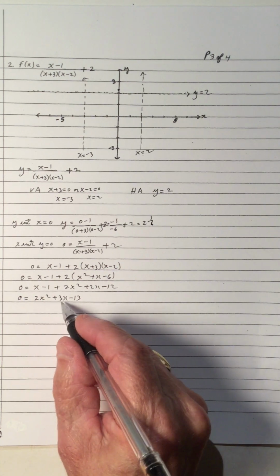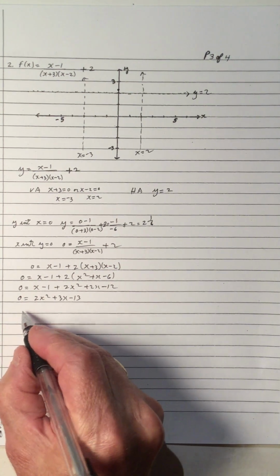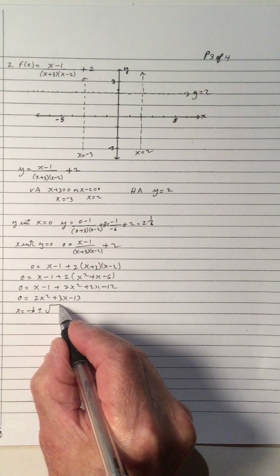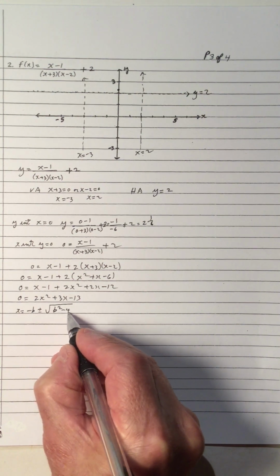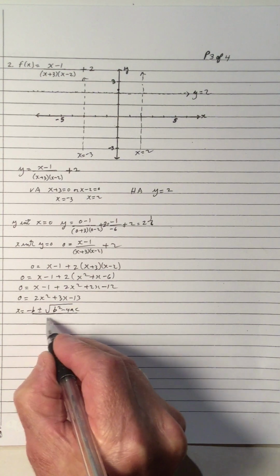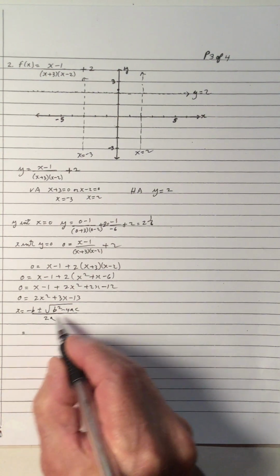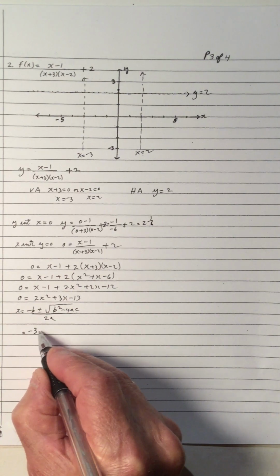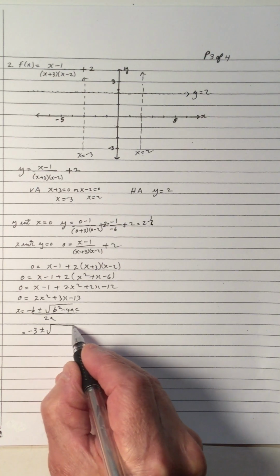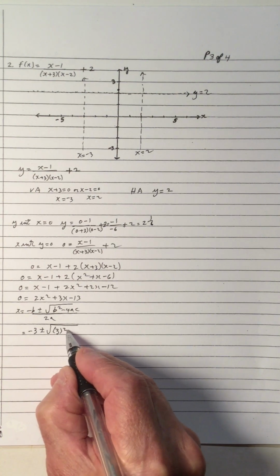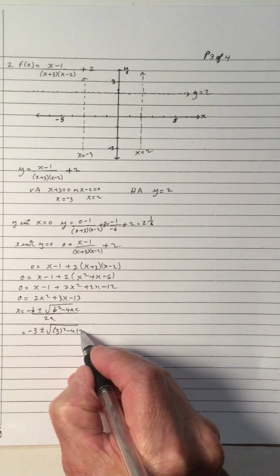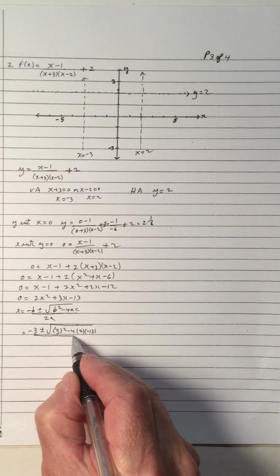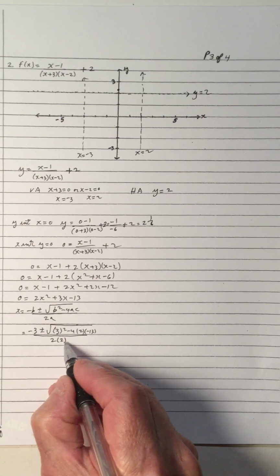And well, the factors of 13 and 2 give me a 3. 13 is 13 and 1, and 2. No, I can't get a 3. So I'll use the quadratic formula. X equals negative b plus or minus square root of b squared minus 4ac, all over 2a. And so b is 3, so that's negative 3 plus or minus. And b squared is 3 squared minus 4. A is 2. C is negative 13. All over 2 times a, 2 times 2.